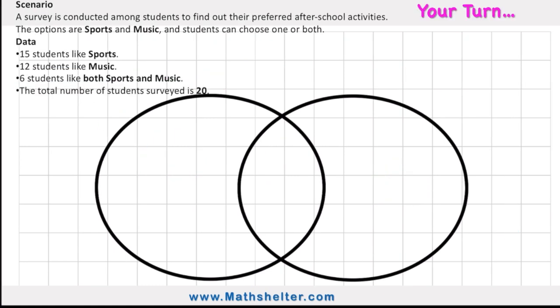You have a go. This is another scenario. This scenario says a survey is conducted among students to find out their preferred after-school activities. The options are sport and music, and students can choose one or both. The data shows 15 students like sports, 12 students like music, 6 students like both music and sport. The total number is 20 again. So, using your own Venn diagram, can you put this data into the correct sections of your Venn diagram? Have a go at answering this and then put your answers in the comment section. I'm going to do my best to mark every single one. Have a go, press pause, good luck.